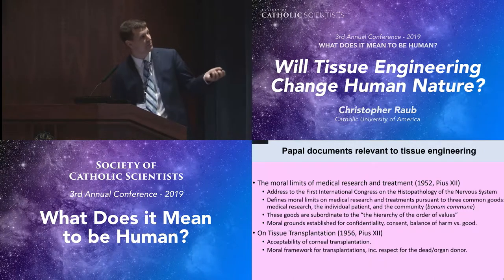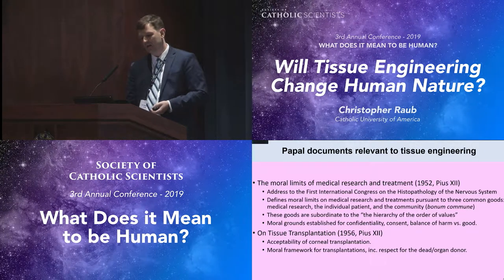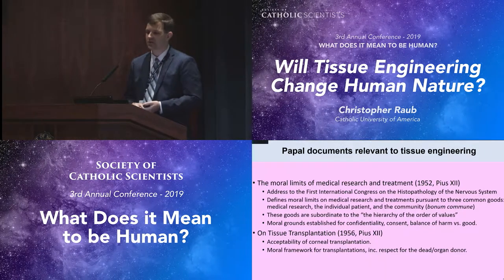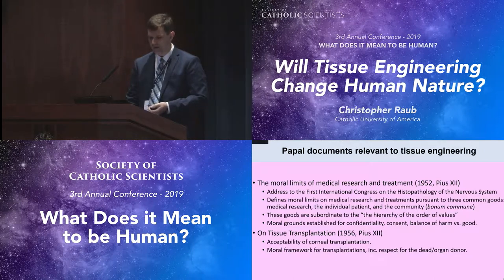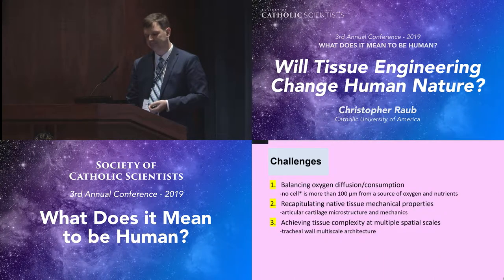And then on tissue transplantation in 1956, the Pope talked about the acceptability of corneal transplantation from one organ donor to another person, for example, a burn victim, and also discussed the moral framework for transplantation, including respect for the tissue source, the organ donor in this case. And this has to do with the human dignity that's attached to that tissue even when it's removed from the body and when the soul has departed.